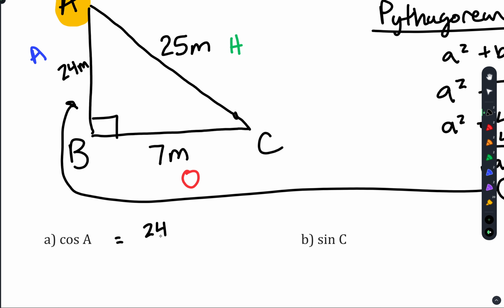24, yep, adjacent over hypotenuse. A over H. Perfect. If we could simplify that, we would, but we can't simplify this one. Any questions on that one? Okay, letter B. What do we have to do first?